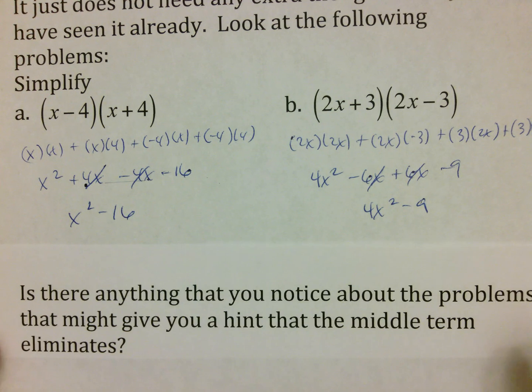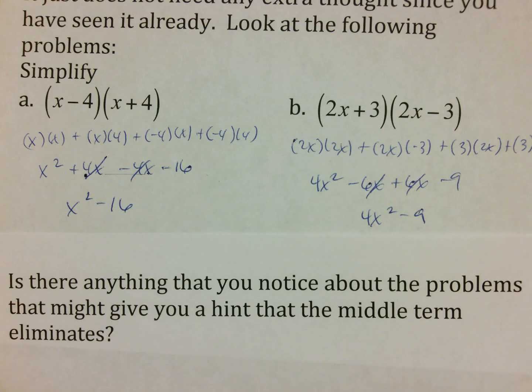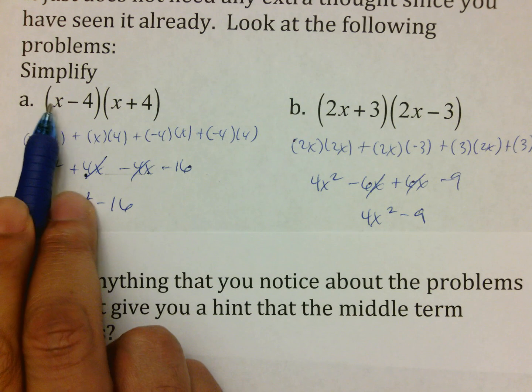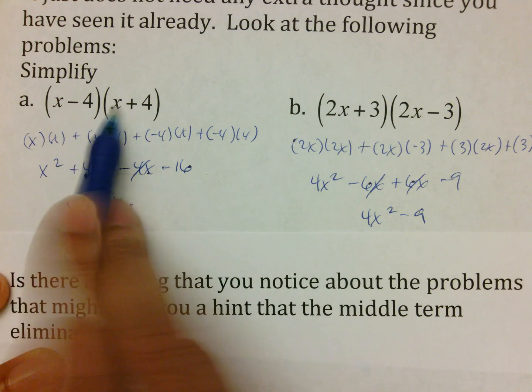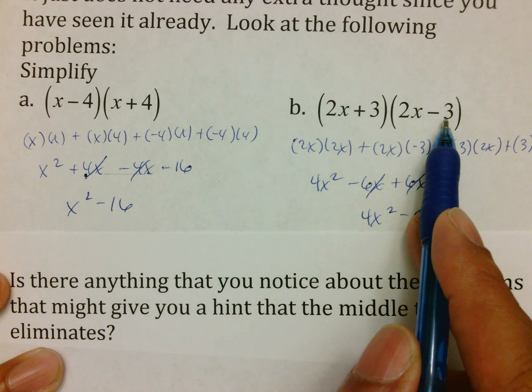So looking at that, is there anything you notice about those problems that might give you a hint that the middle term eliminates? And what you should notice is they're exactly the same. x and x, 4 and 4, the only difference is it's a plus and a minus. So 2x plus 3, 2x minus 3. This is what we call conjugates.